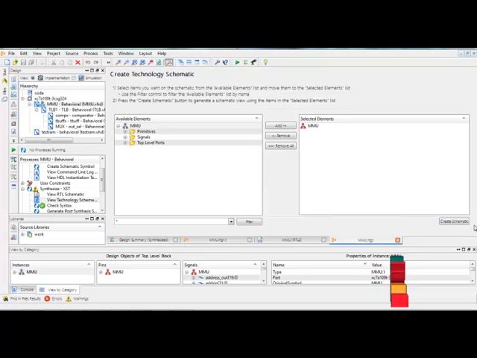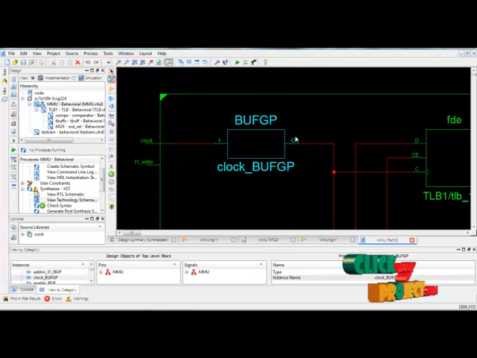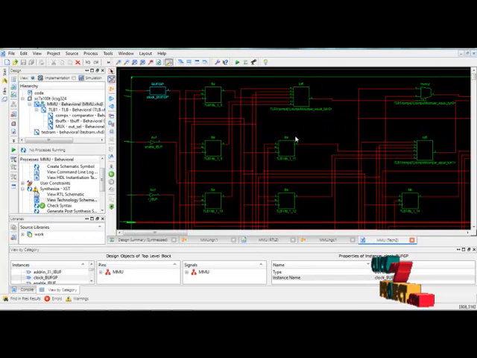We can view the technology schematic by running view technology schematic, and click add and click create schematic. We can view the internal circuit of the technology. This will display the LUTs and flip-flop structure of our proposed work.